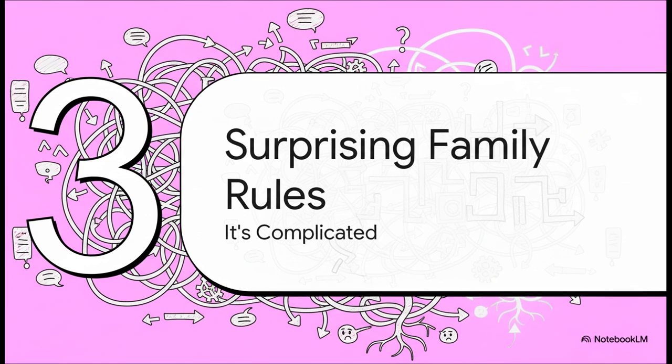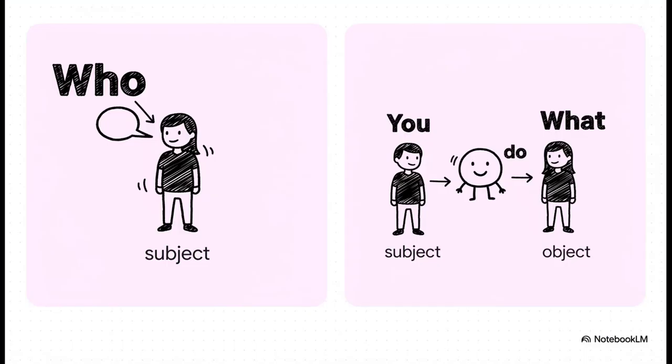Okay, so we've established that they're all related. But just like any family, they've got some complicated rules about how they all interact. And this is where things get really interesting, especially for language learners, because the grammar is not always what you'd expect. Okay, so here's a huge rule in English, the helper verb.